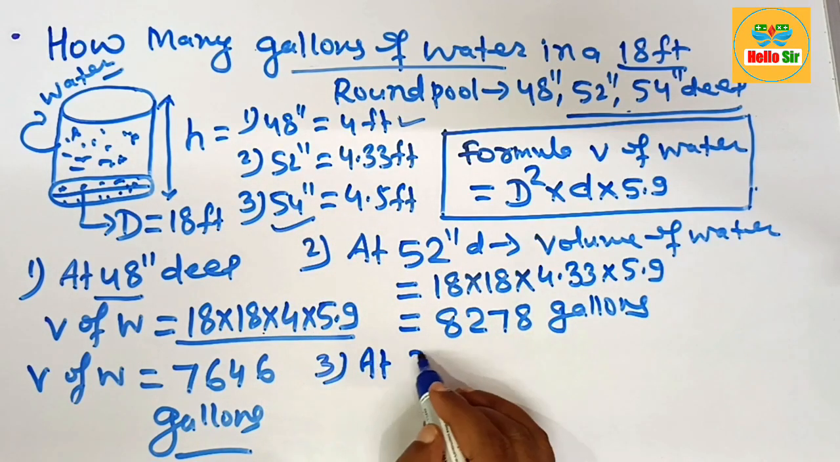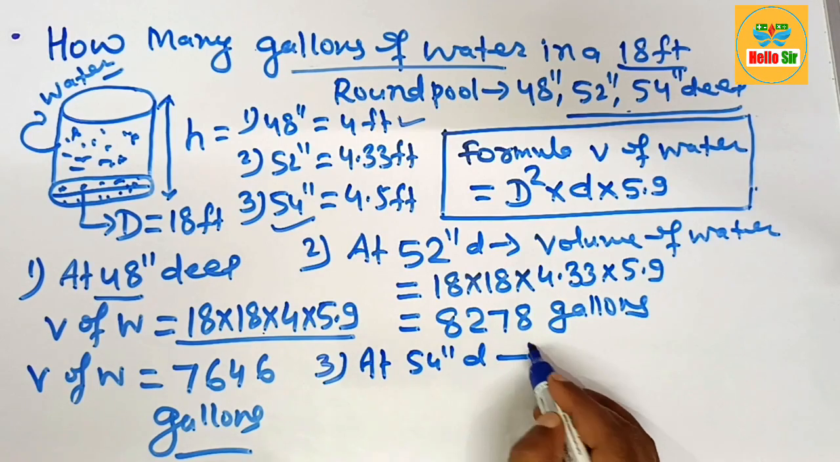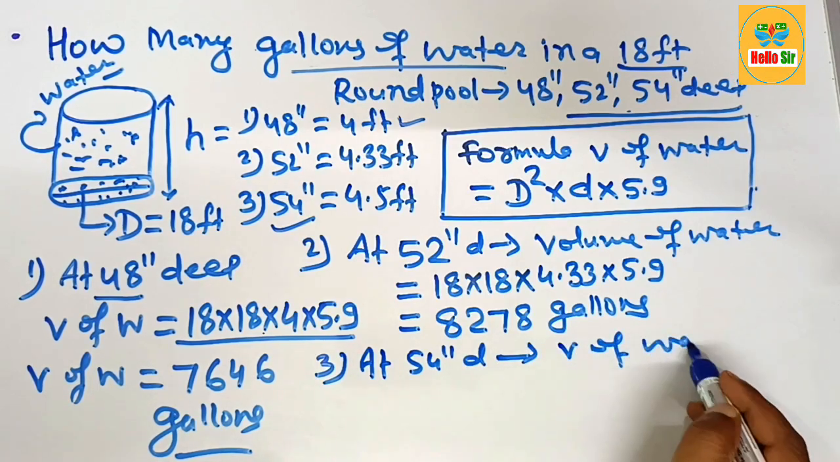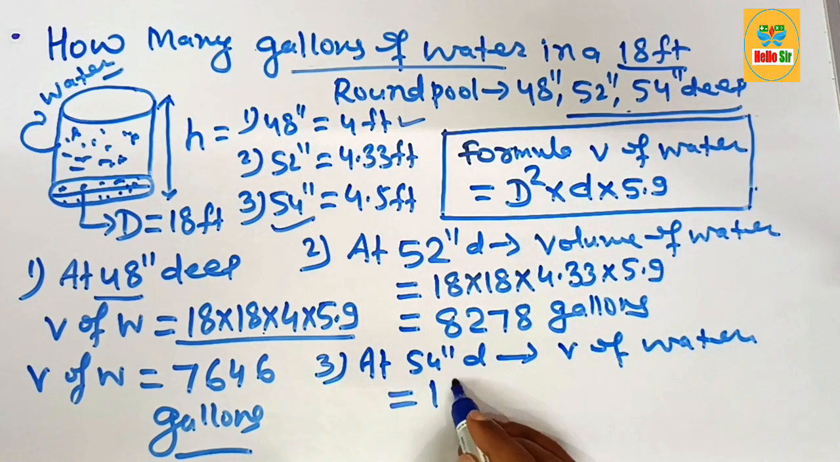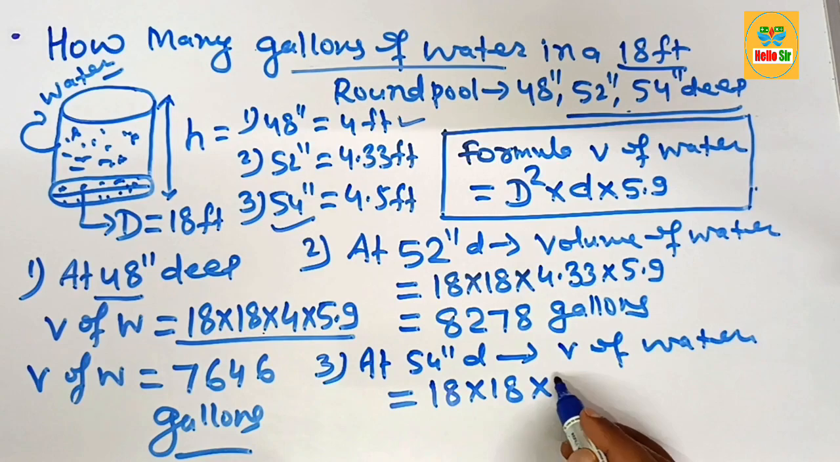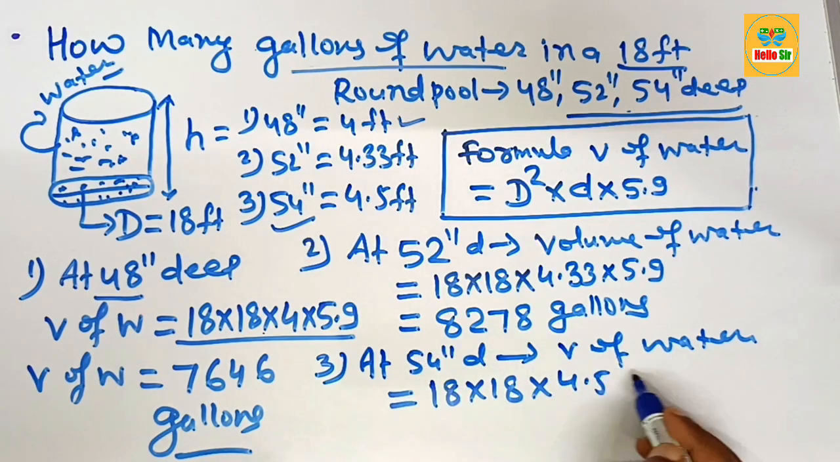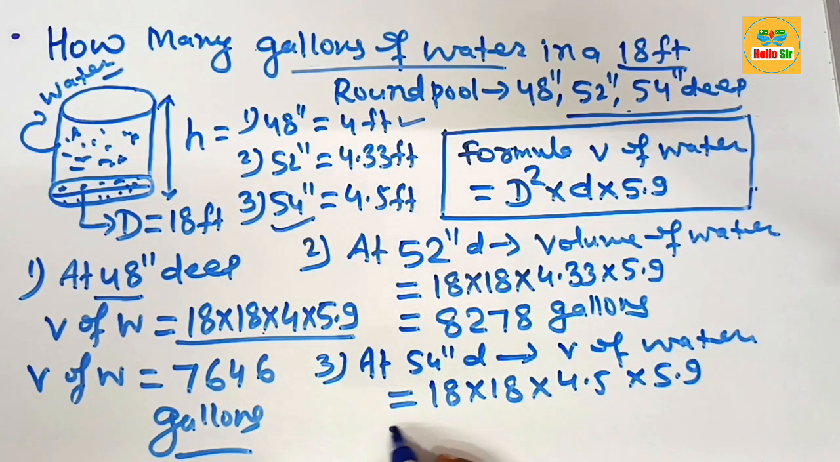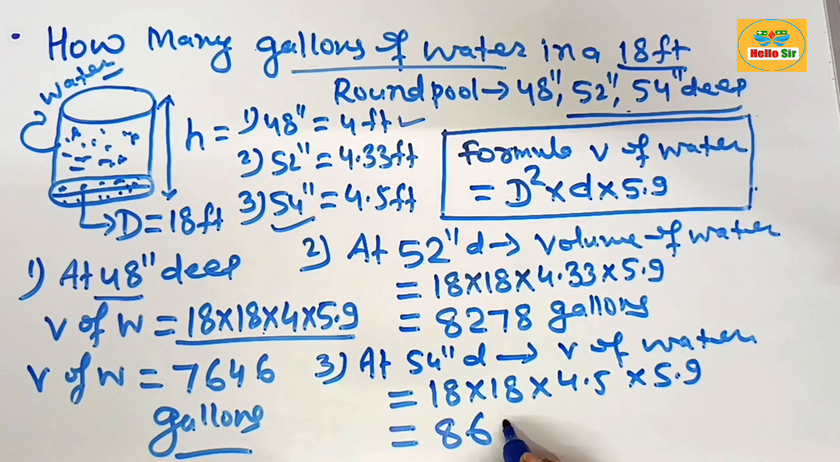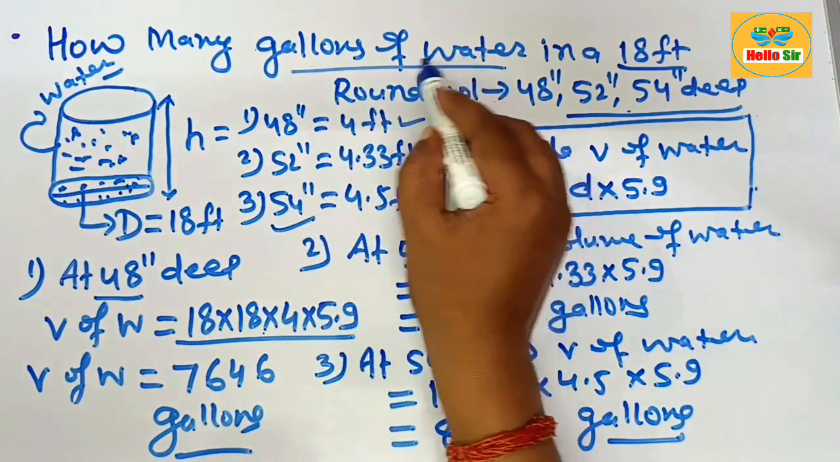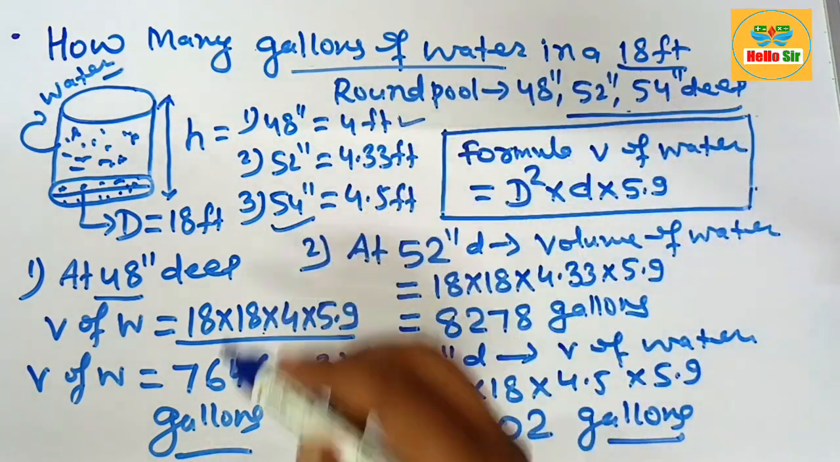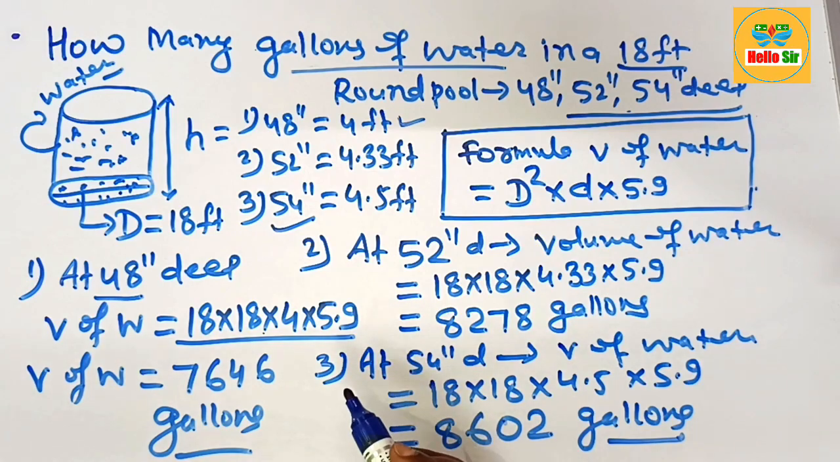And now calculate the water quantity at 54-inch deep. Now at 54-inch deep, the volume of water needed is equal to the diameter squared, 18 multiplied by 18, multiplied by the depth, that is 4.5, multiplied by 5.9, and after multiplication this will come to about 8602 gallons of water. And this is a simple calculation to figure out the gallons of water required to fill an 18-foot round pool at different depths of the pool.